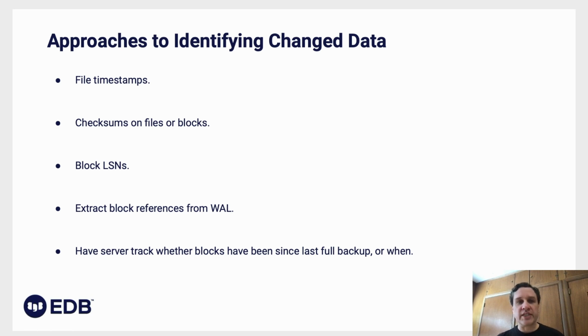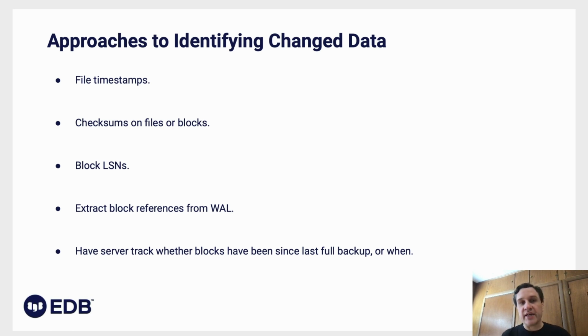A fourth approach is instead of looking at the LSNs on the blocks, we could look directly at the WAL. And we could figure out from the WAL, from the write-ahead log, which blocks have been changed since the previous backup. And then whatever blocks have been changed, we include those in the backup, and the rest we exclude.